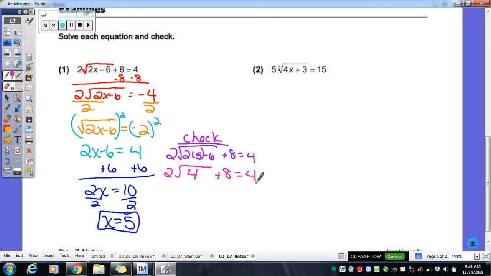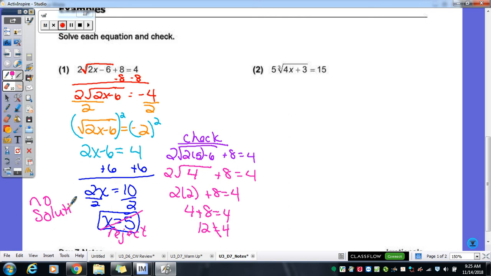So what's our square root of 4? So this is 2 times 2 plus 8. I'm already telling this isn't going to work. 2 times 2 is 4 plus 8. Does 12 equal 4? No. So this gets rejected. And this actually has no solution. Our answer is what we call extraneous. It doesn't actually work.